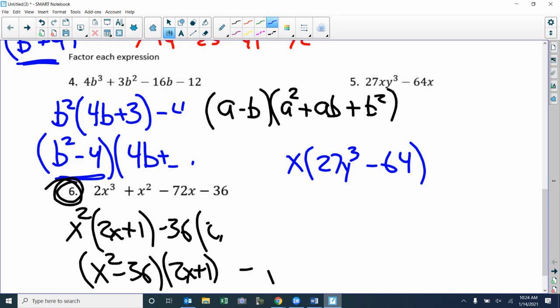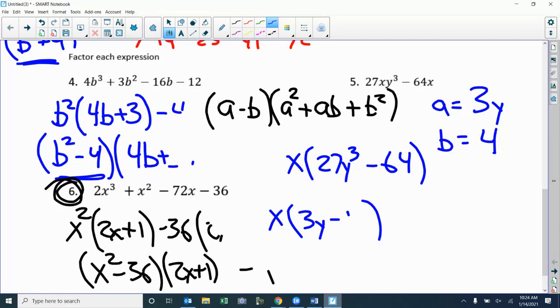We gotta figure out what our A is. Our A is the perfect cube root of that first term, 27y cubed, which would be 3y. Our B, perfect cube root of 64, which is 4 times 4 times 4, which of course is 4. Now, don't forget that X still needs to be out front. It's the GCF, we took it out already. My A minus B is 3y minus 4.